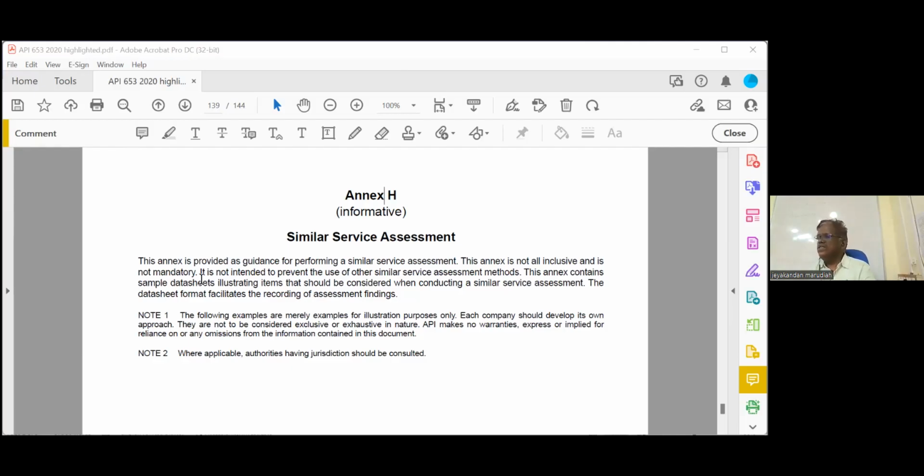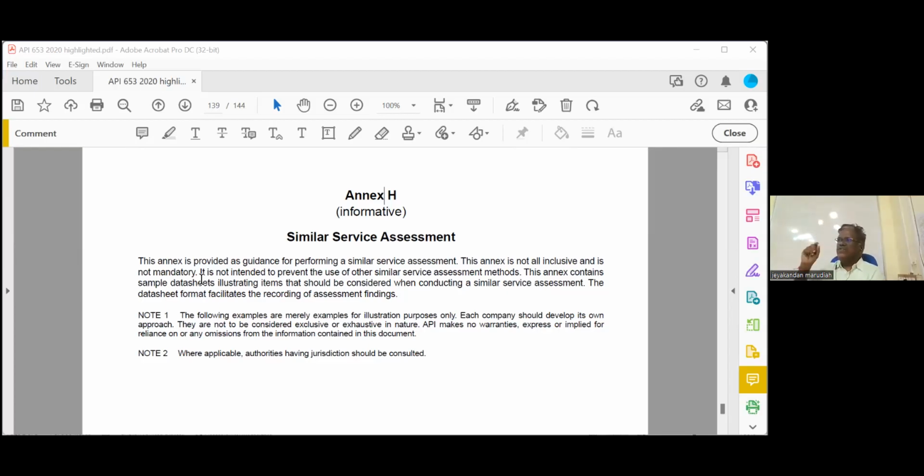Suppose in a particular area we have 5 tanks. Only one tank we will do a complete internal inspection. That tank is called a control tank. Other tanks are called candidate tanks. Candidate tanks means those for which we will not do internal inspection. We will not empty the tank. We will do it on stream. On stream means checking outside by using UT, NDT methods.